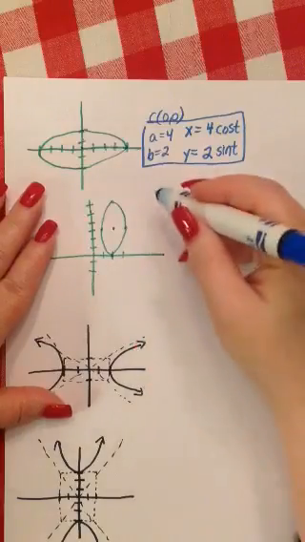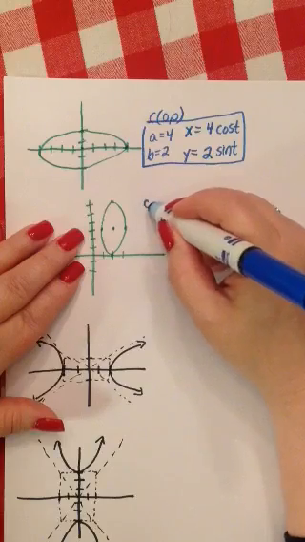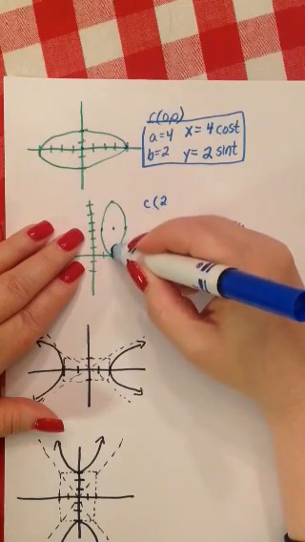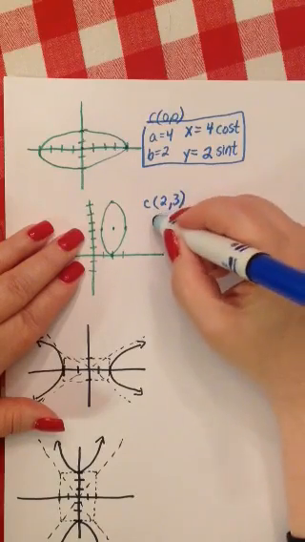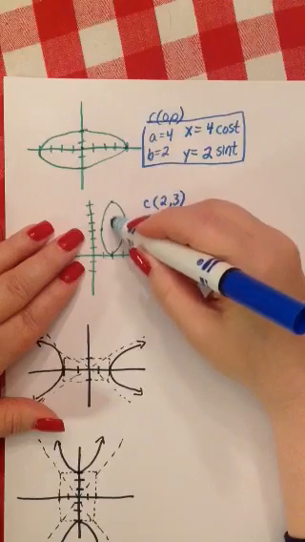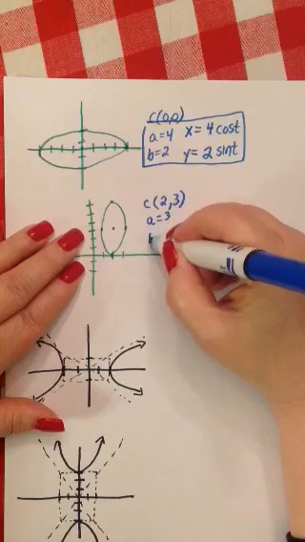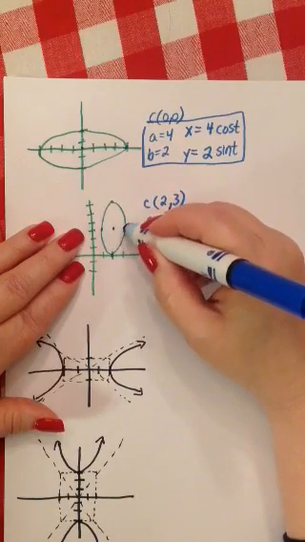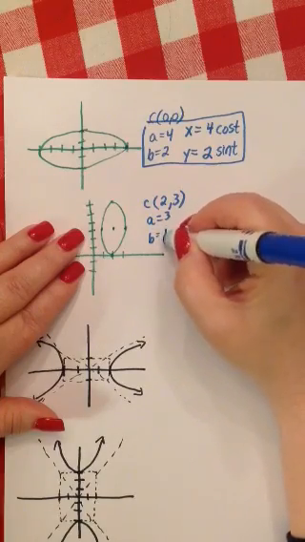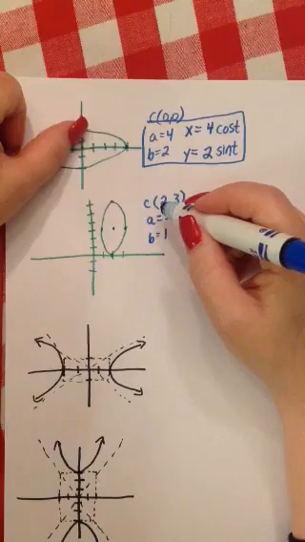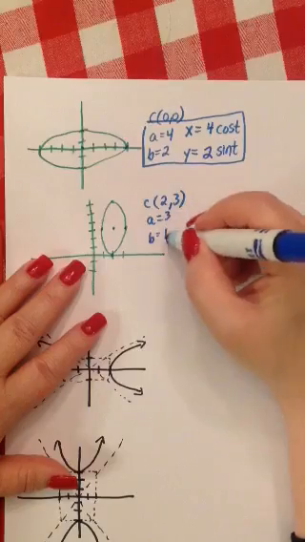All right, next ellipse. It looks like the center here is at 2, 3, apparently. And the distance between the center and the endpoint of the major axis is 1, 2, 3. So A is 3. And it looks like the distance from the center to the endpoint of the minor axis is 1. Sorry, this is the endpoint of a minor axis. Okay, so I know A is 3, B is 1. In an ellipse, A is always greater than B.